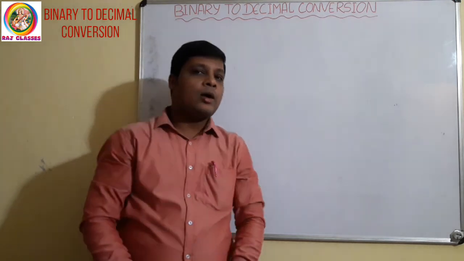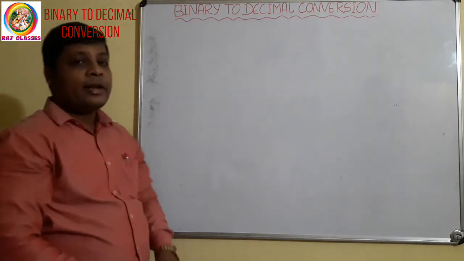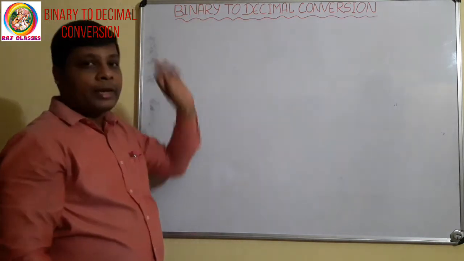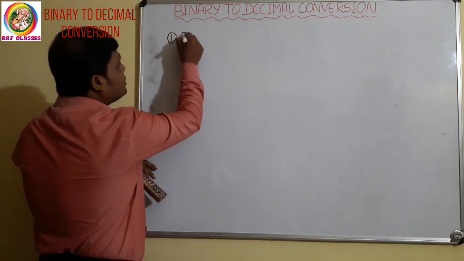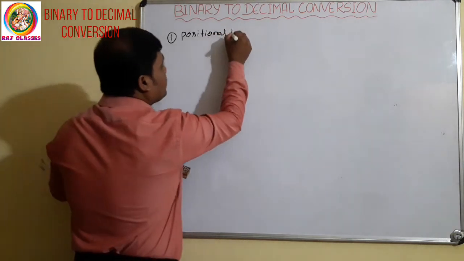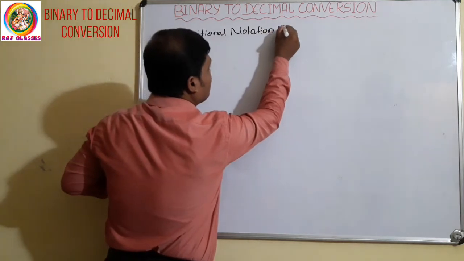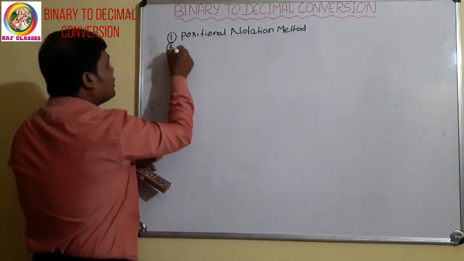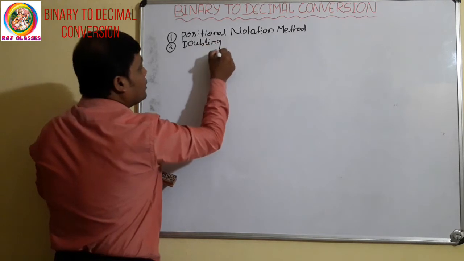Today we discuss how to convert binary to decimal. There are mainly two methods to convert binary to decimal. What are those? First method is the positional notation method. Second one is the doubling method.